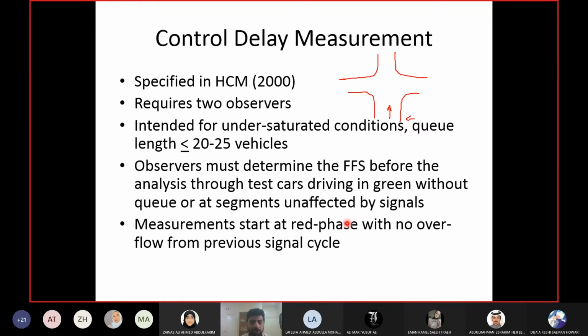So there are two indications for undersaturated conditions. The length of the queue should be less than 20 vehicles, and the vehicles which arrive during red time should be able to pass in the next green time. They should not have to wait for the next red and then for the green after that.